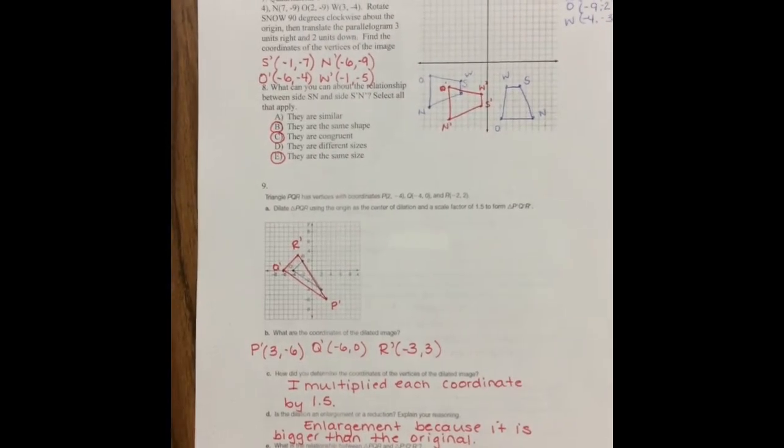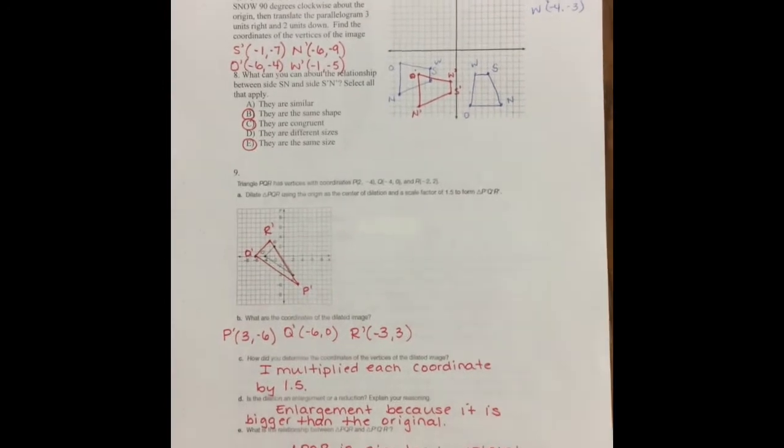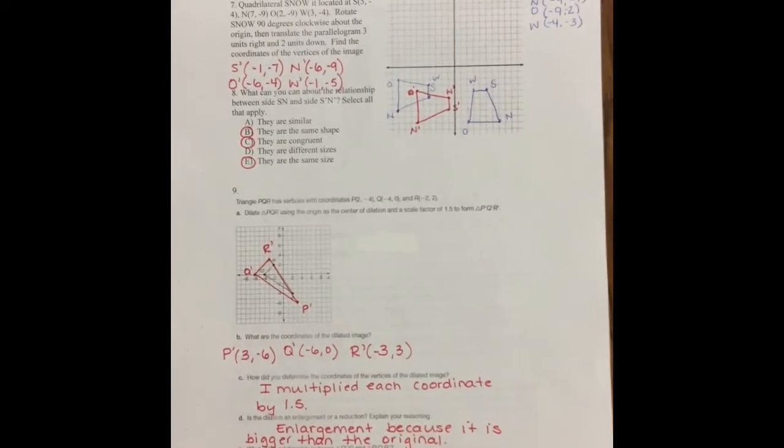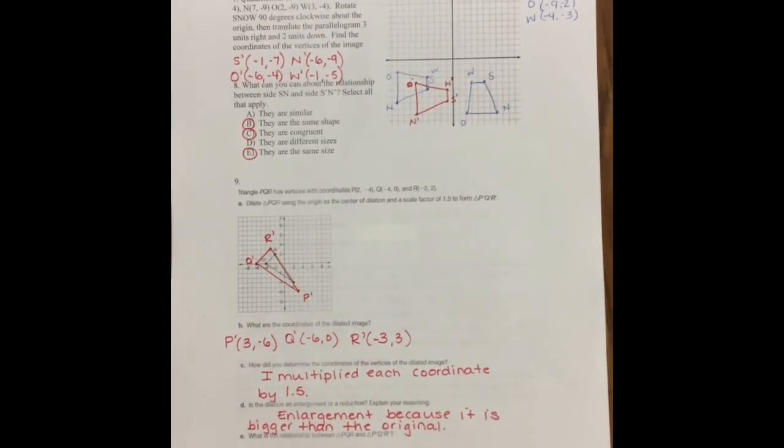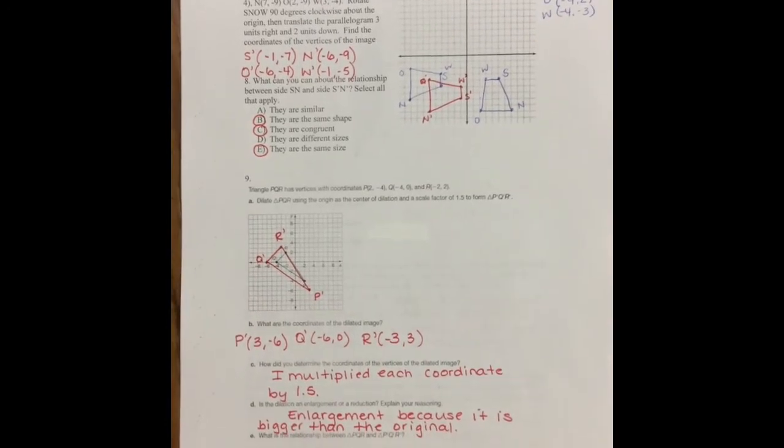What can you say about the relationship? Well, since the shape did not change, these are congruent figures. Rotations and translations produce congruent figures. We can say that they are the same shape, they are congruent, and those sides are the same size.